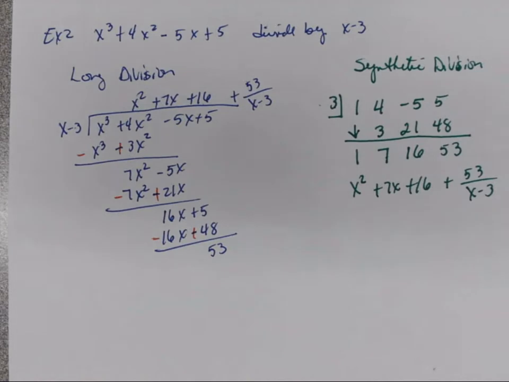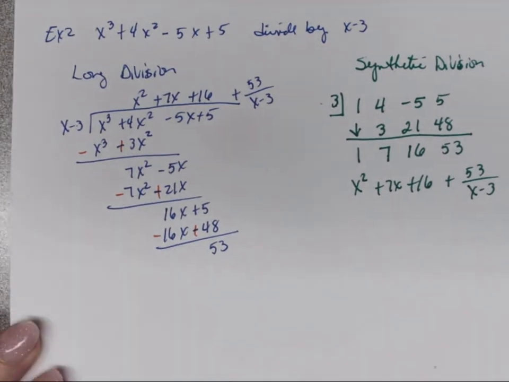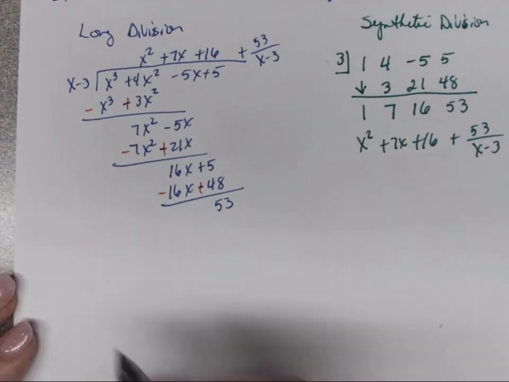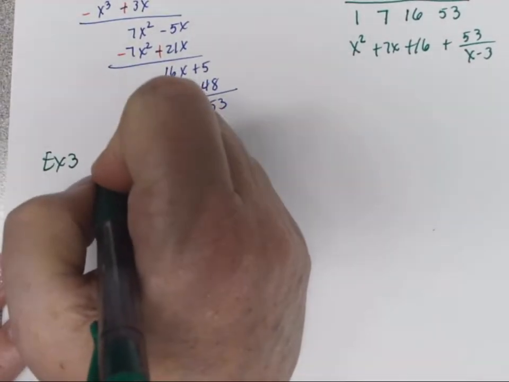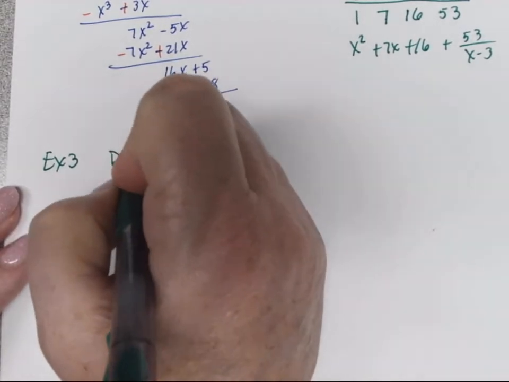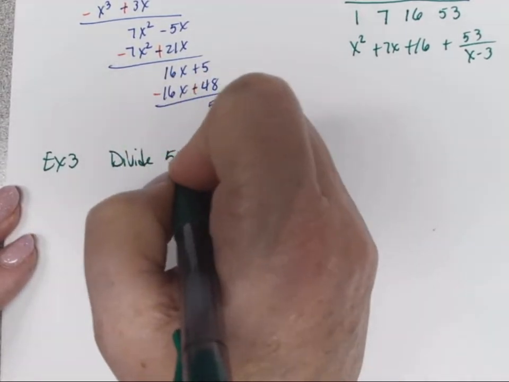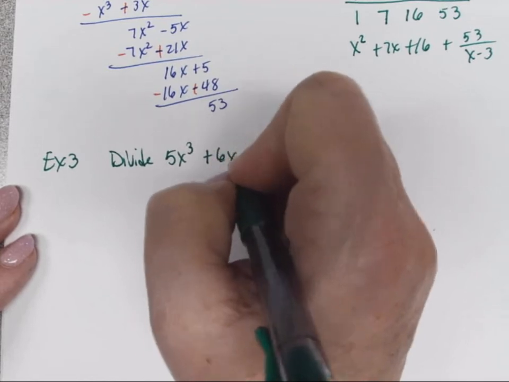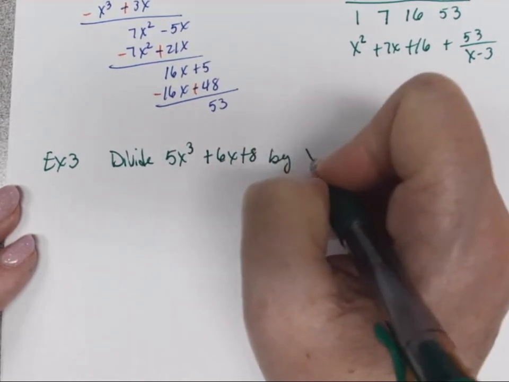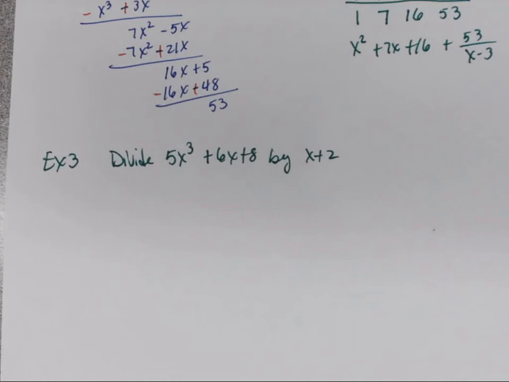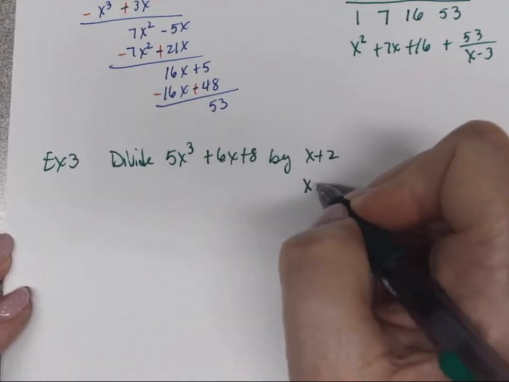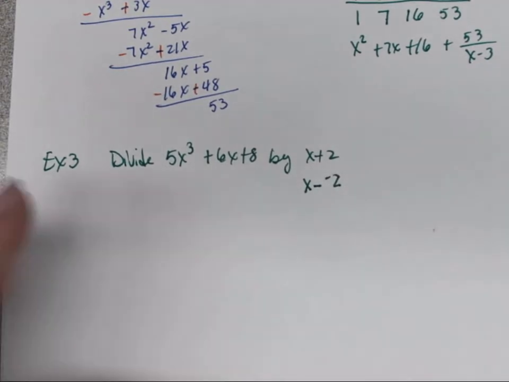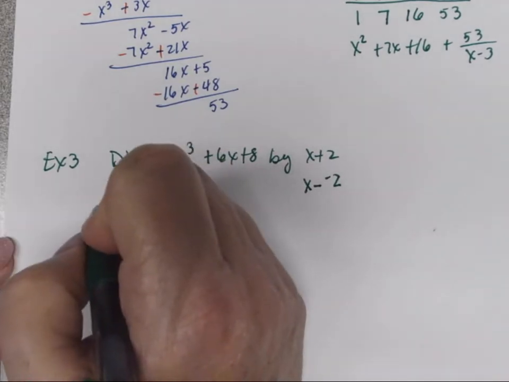So let's go work some with synthetic division. So let's look at example 3. So we are going to divide 5x cubed plus 6x plus 8 by x plus 2. Now, remember this has to be an x minus c, so that's really like x minus negative 2. Or it's going to be the opposite of what you see. It's going to be a negative 2 that goes into your box.